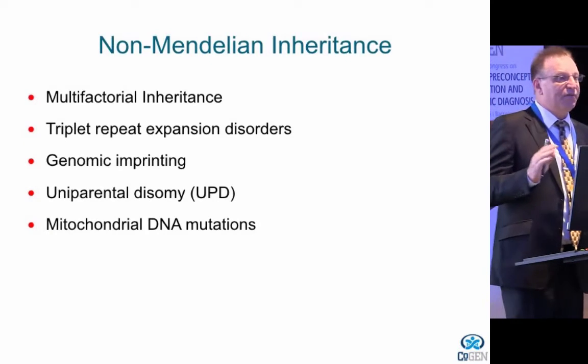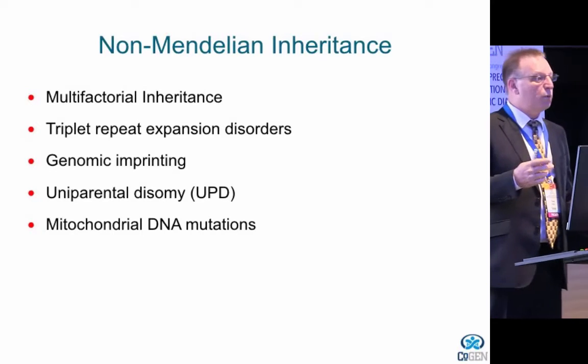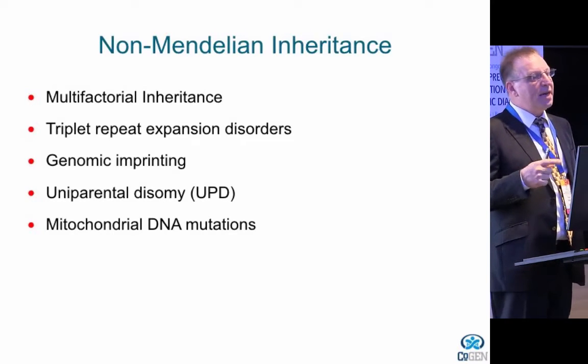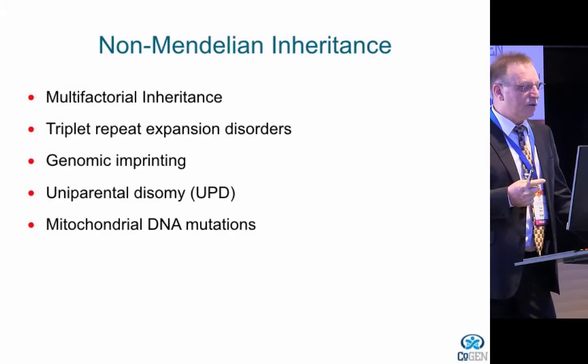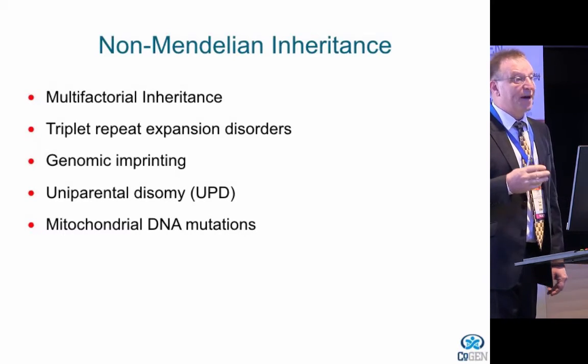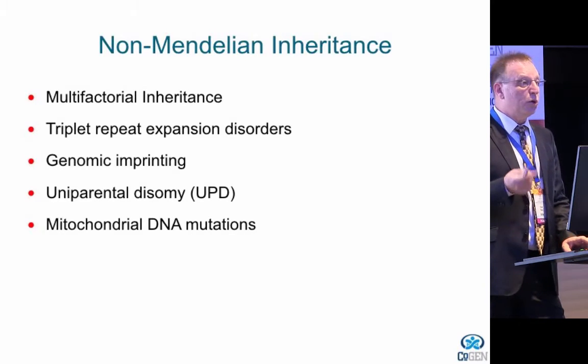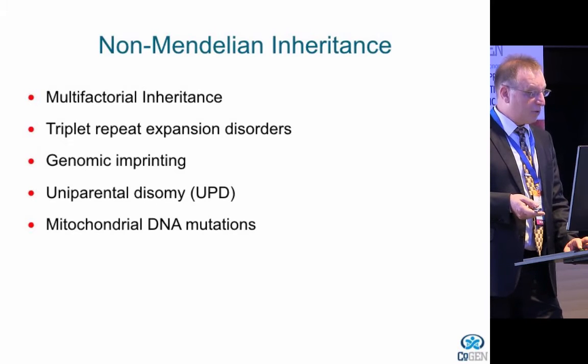So up till now, I've discussed the most common Mendelian forms of inheritance, but we must remember that there are many different and other types of inheritance which we call non-Mendelian inheritance, and these include multifactorial inheritance and triplet repeat, and genomic imprinting and uniparental disomy, and mitochondrial DNA mutation.